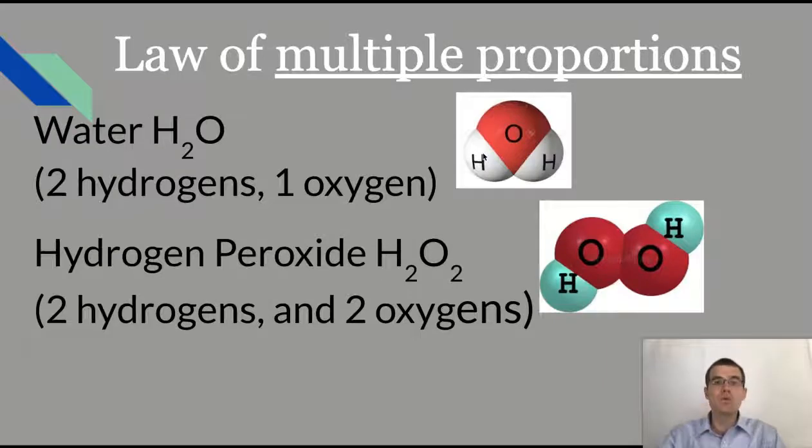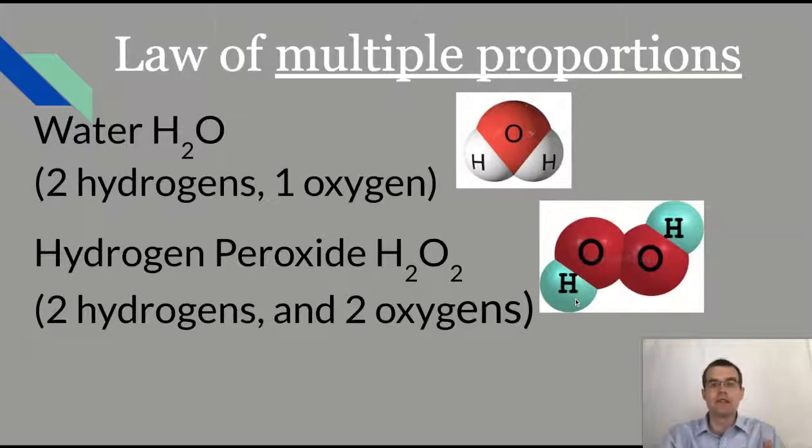So here's 2 different types of compounds. We have water, which is H2O, and we have hydrogen peroxide, which is H2O2. You'll note that this 2 tells us that we have 2 hydrogens, and the lack of a number here shows us that we have 1 oxygen. With our hydrogen peroxide, this 2 says there's 2 hydrogens, and this 2 after the oxygen tells us that there's 2 oxygens. If we look at models of these molecules, you will see that water has 1 oxygen and 2 hydrogens. Hydrogen peroxide has 2 oxygens and 2 hydrogens.